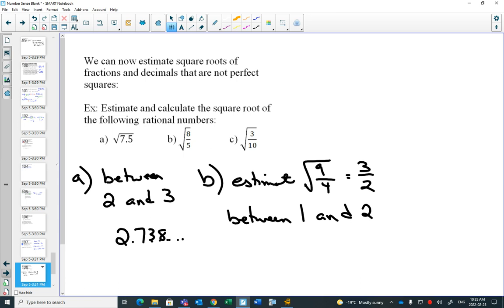If we did it exactly, does someone have the actual answer? So on your calculator, you hit your square root button, and then 8 over 5 you could write as 8 divided by 5. Should be more than 1. Let's see. 1.6? 1.2649. So try it on your calculator to see if you can get this.